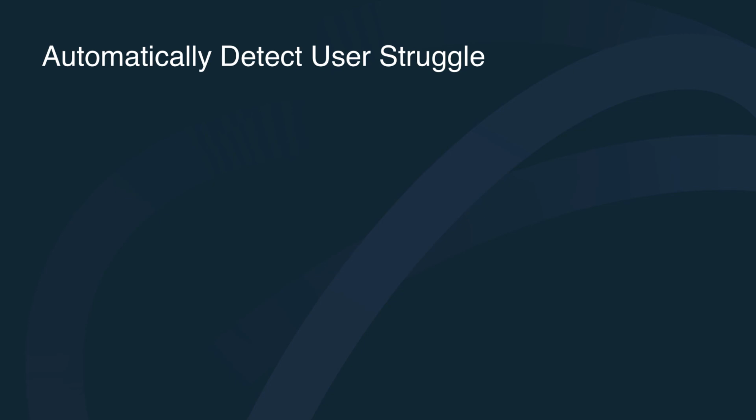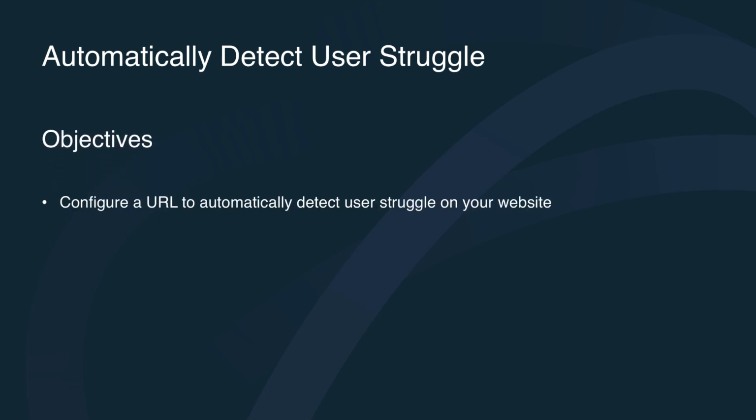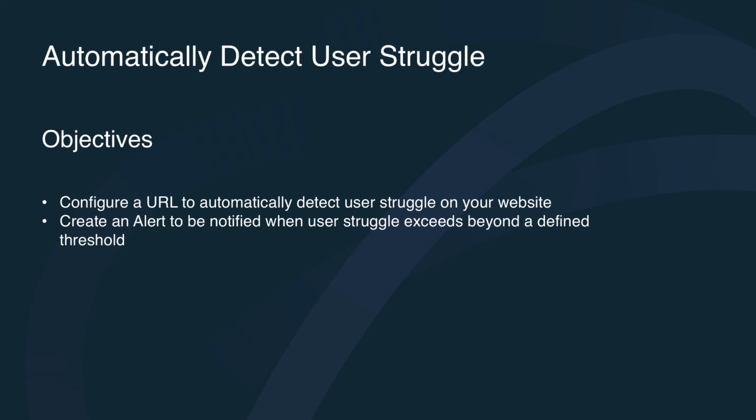In this demonstration, you learned how to configure a URL to automatically detect user struggle on your website, and create an alert to be notified when user struggle exceeds a defined threshold.